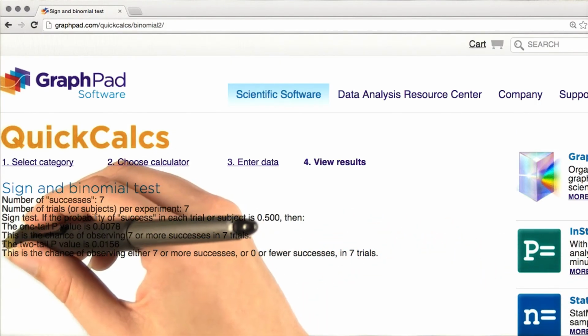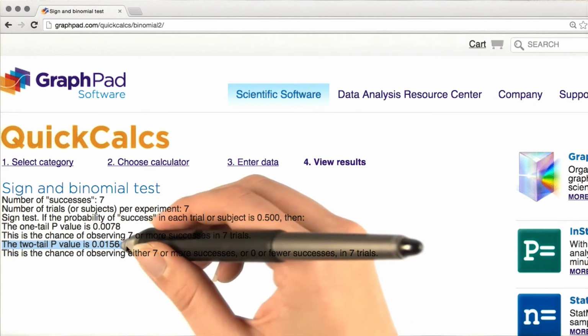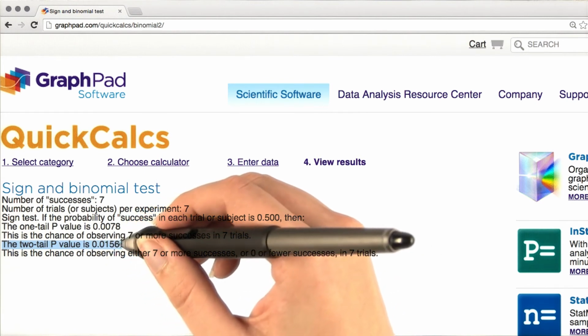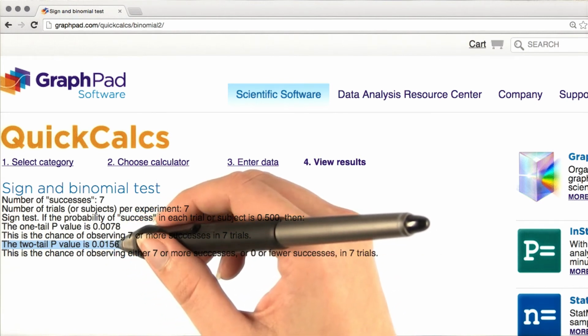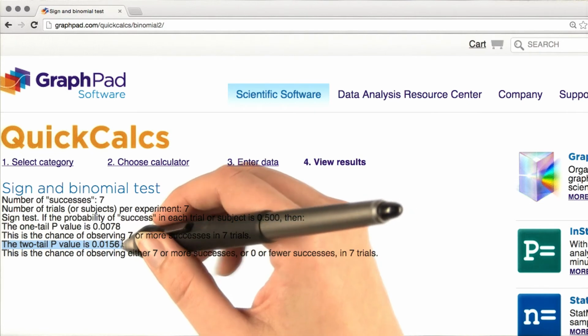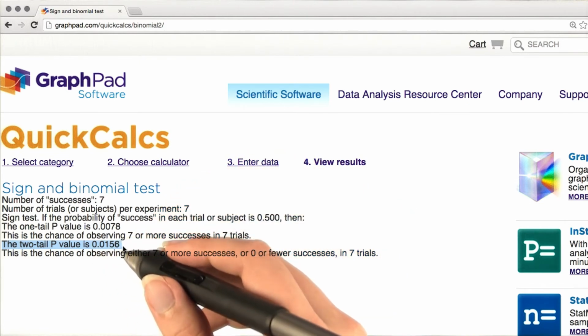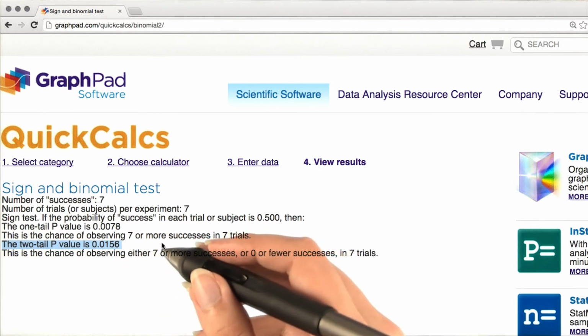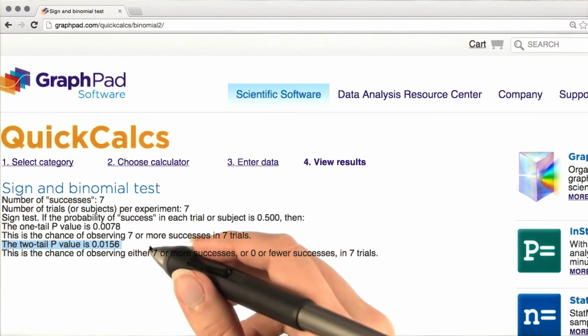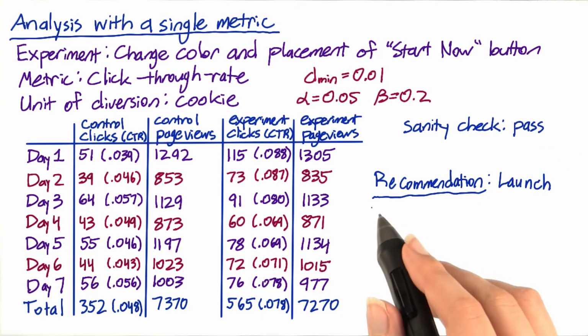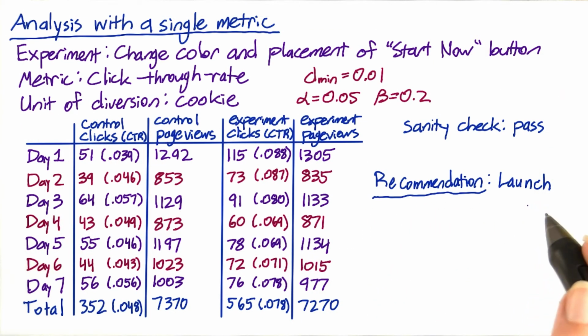The number I'm interested in here is the two-tail p-value, which is 0.0156. That's the probability of observing a result at least this extreme by chance. Since this is less than the chosen alpha of 0.05, the sign test agrees with the hypothesis test, that this result was unlikely to have come about by chance. Given this, my recommendation would not change. I would definitely launch the experiment with increased confidence in the experiment results.